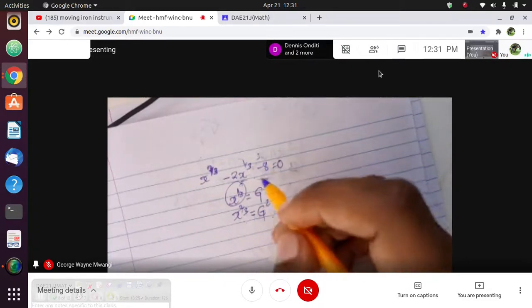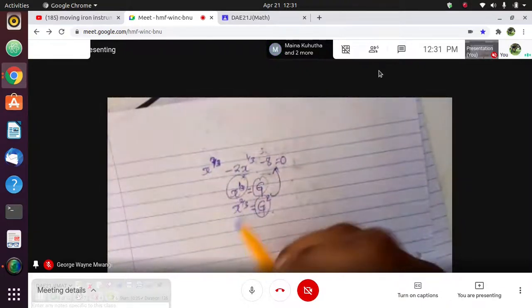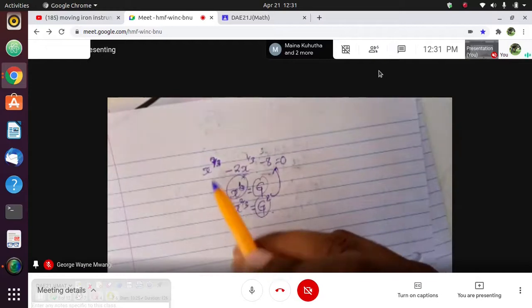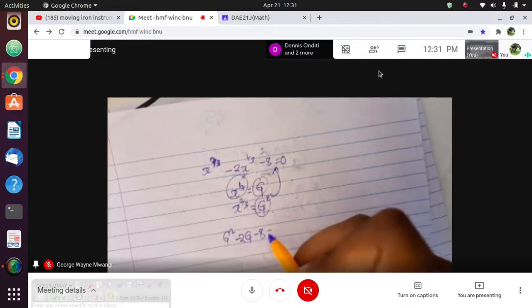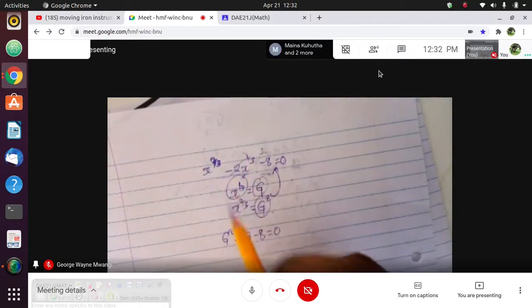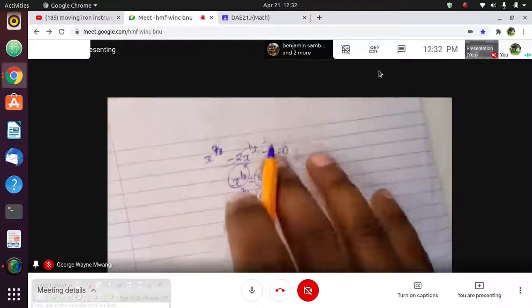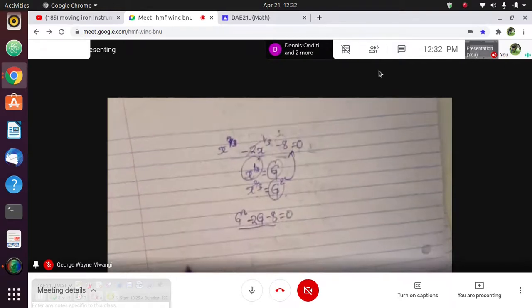Now we take this and substitute it in our expression. So it will be g squared minus 2g minus 8 is equal to 0. What have we done? We have taken this expression and substituted g, and now it has become a quadratic equation. We can solve this quadratic equation by factorizing it. We introduce brackets, and how do we do that?